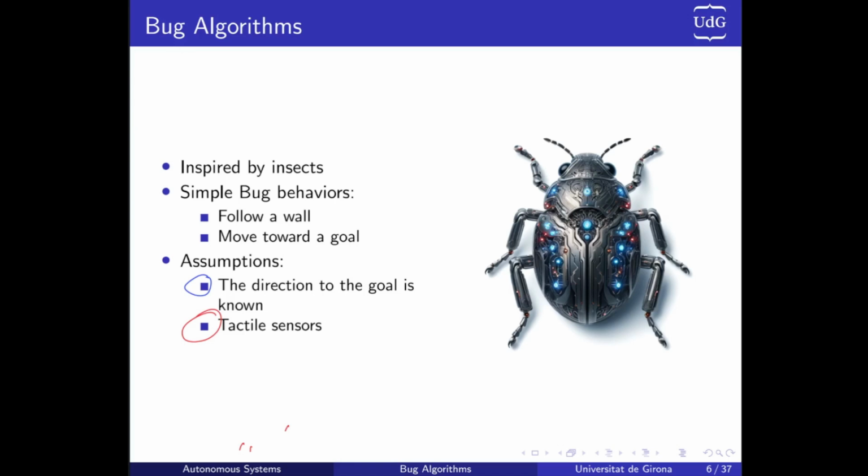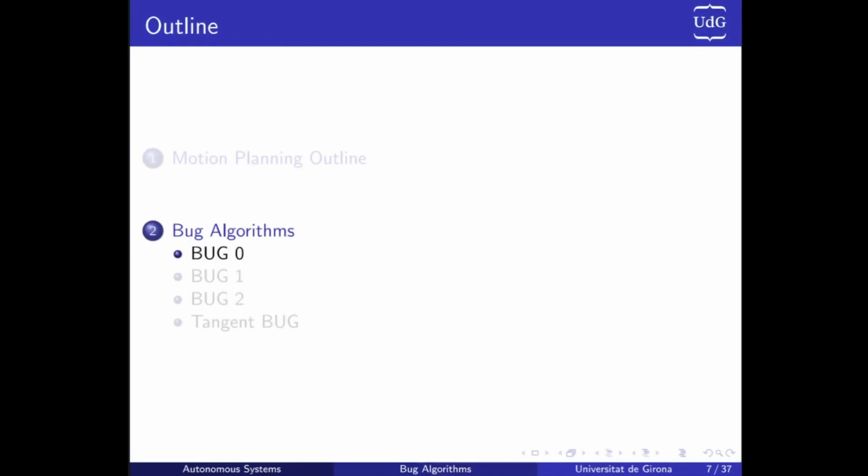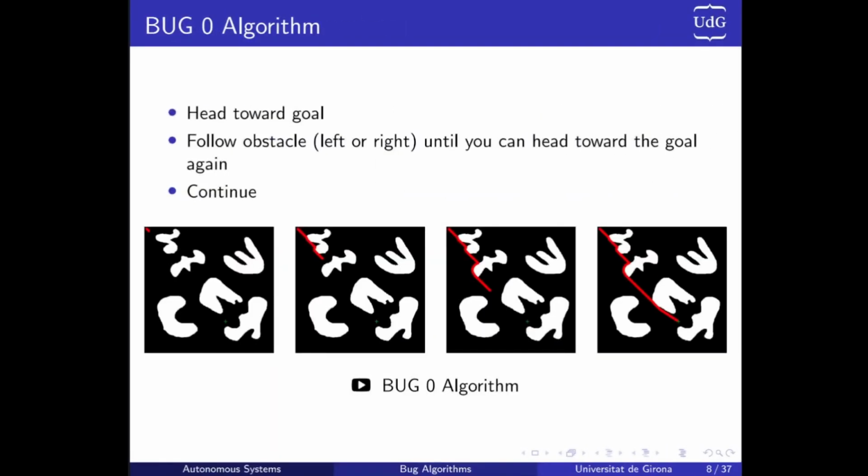Okay, then let's go see them, and let's see which are the problems of each of these algorithms, and how each evolution in this family of algorithms tries to solve one of these problems at a time, until the last one, the tangent bug, which is quite good, okay? Let's start with Bug 0. The Bug 0 algorithm is the most simple, and is the one that is truly inspired by a bug.